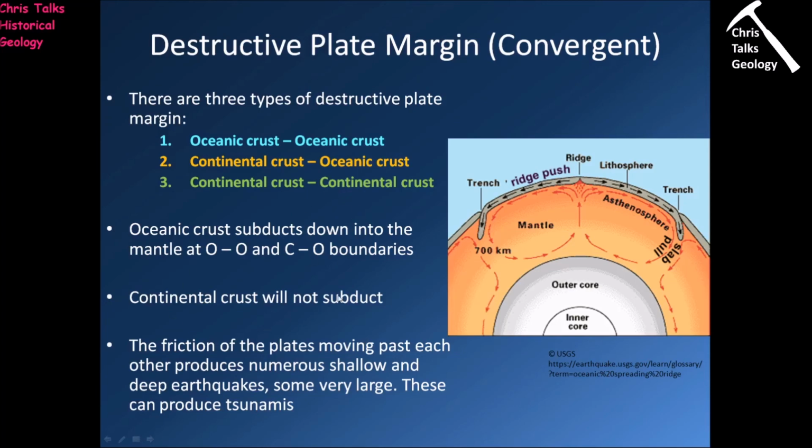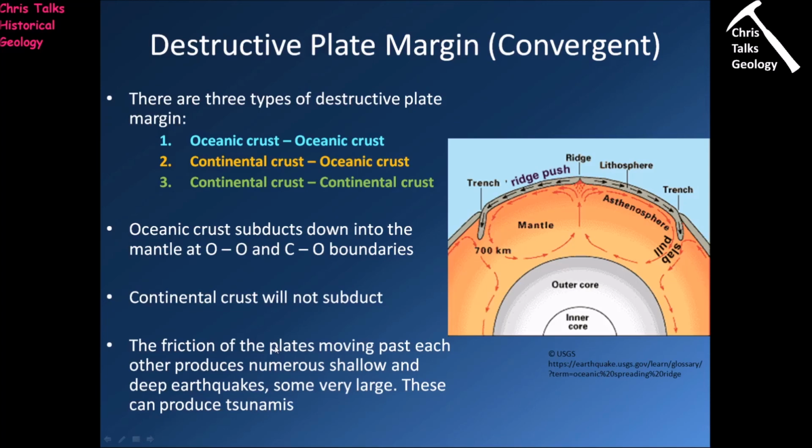Because we have two very large pieces of crust smashing into each other, there's going to be lots of tectonic stress, lots of folding, lots of faulting, and that means lots and lots of earthquakes. Convergent plate boundaries are often associated with both shallow and deep earthquakes, and some of them can be extremely large. In fact, most of the time when you see a large earthquake on the news, it's typically occurring at a convergent plate boundary.